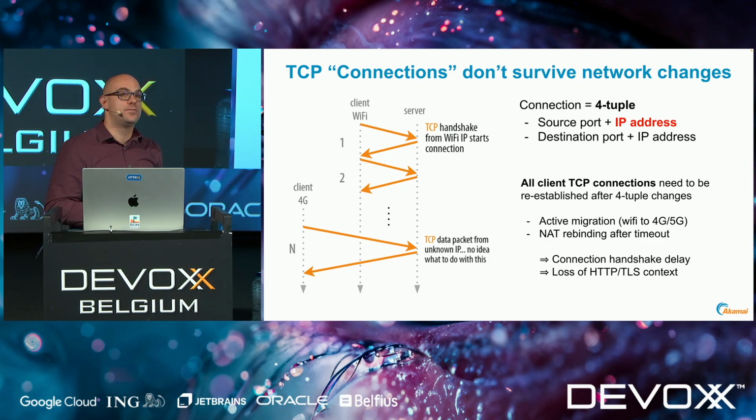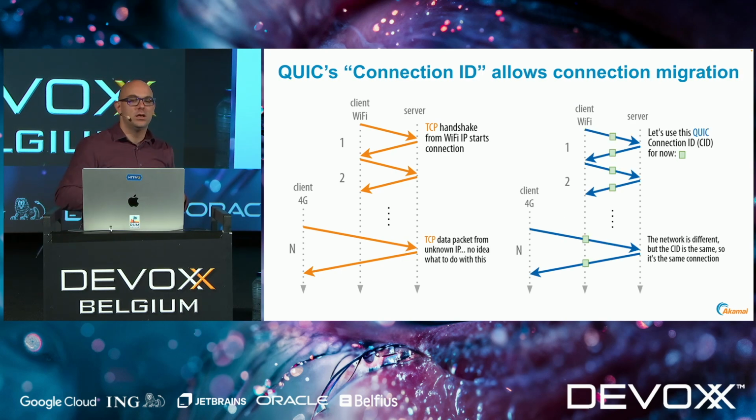and that's why you have this interruption of service. So QUIC wants to prevent this, wants to keep the same connection live, even though you cross network boundaries, with a very simple concept. It's called a connection ID.